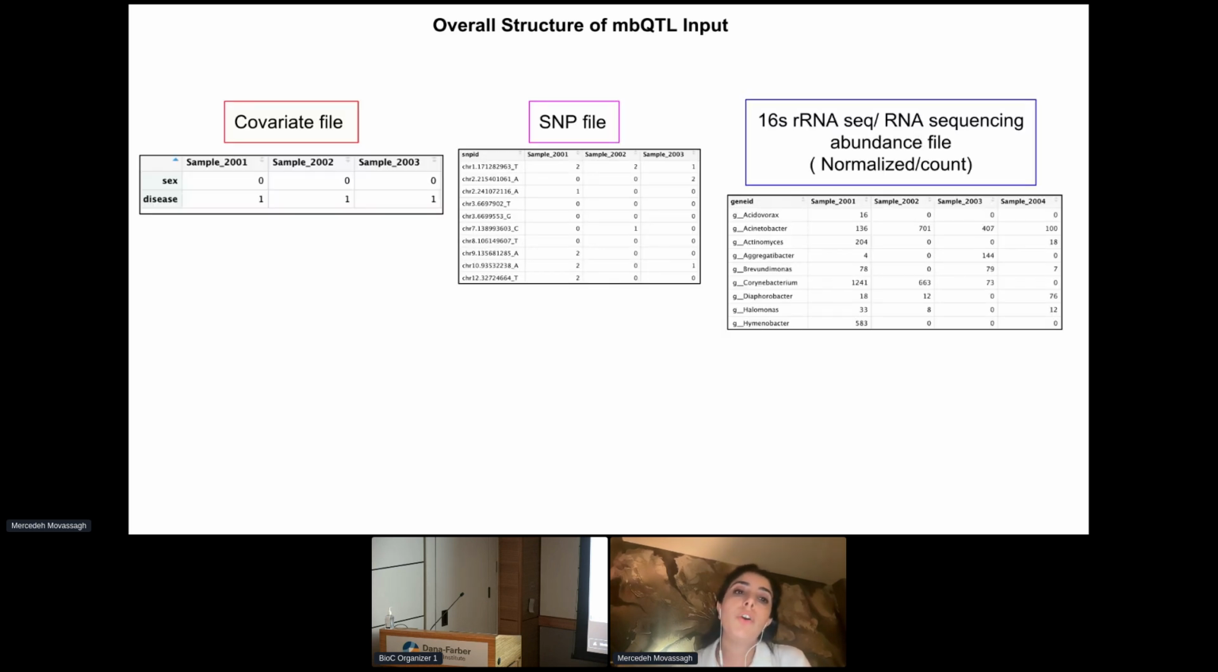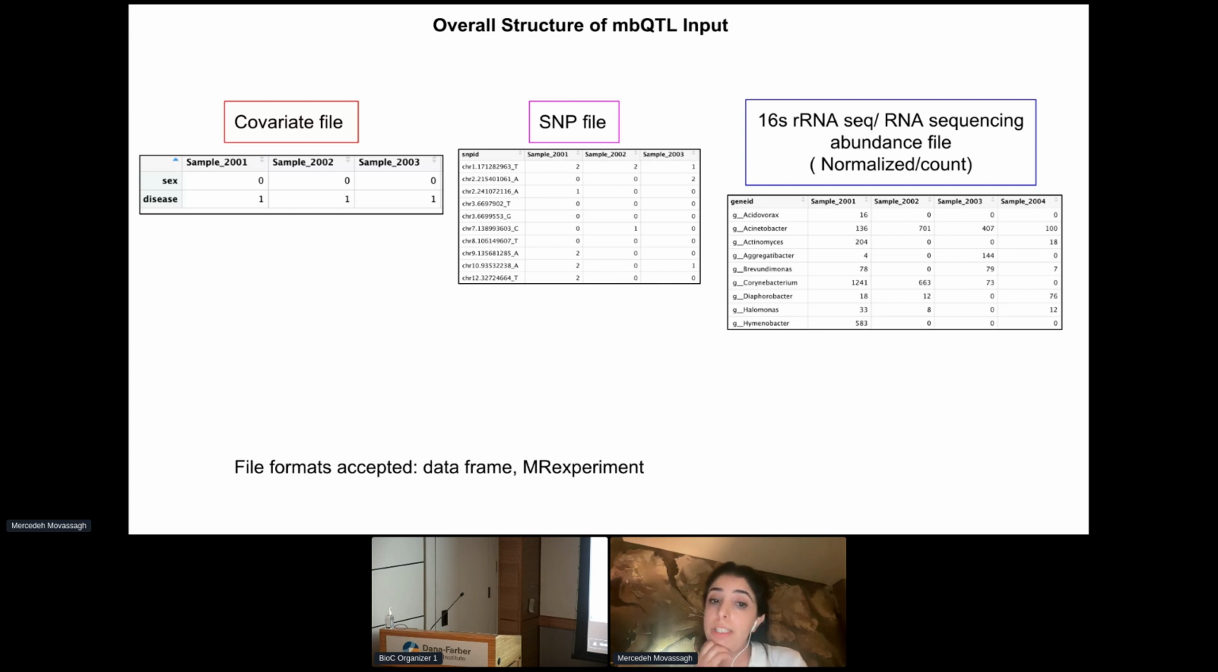And then you also have covariate files, because a lot of times you want to see the association of covariates with your models, such as sex or disease. I'm showing right here only qualitative ones, 0s and 1s, but they could also be quantitative.